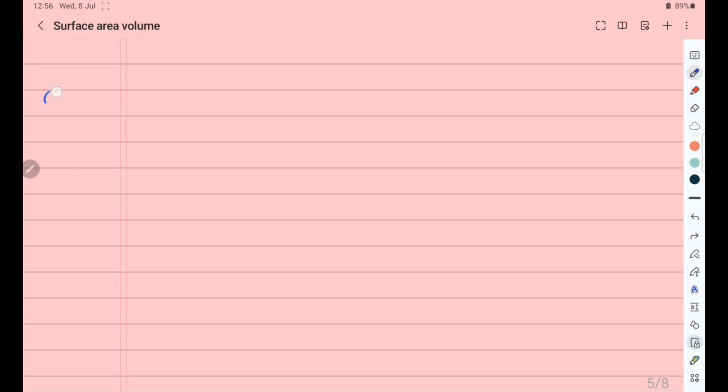Question number 3, and this is a very interesting question. You need to think a little bit. I will just read it out. A gulab jamun contains sugar syrup up to about 30% of its volume.